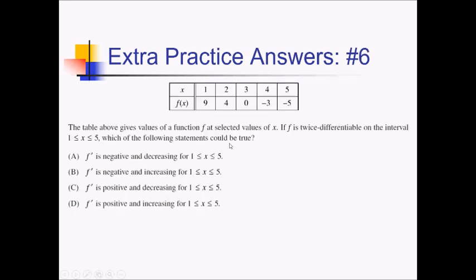For this problem, we're given this table of function values for f, and we want to make some speculations about f prime as to whether it's positive or negative and increasing or decreasing. Well, we can't really figure out what f prime is everywhere between 1 and 5, but we can at least use the average rates of change on each of these subintervals here to make some speculations about f prime.